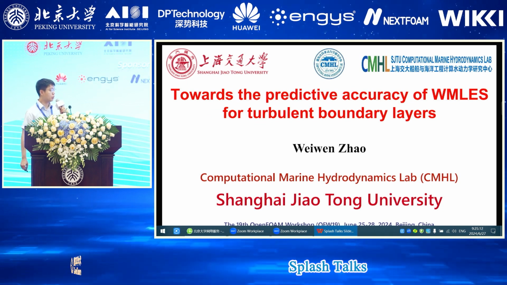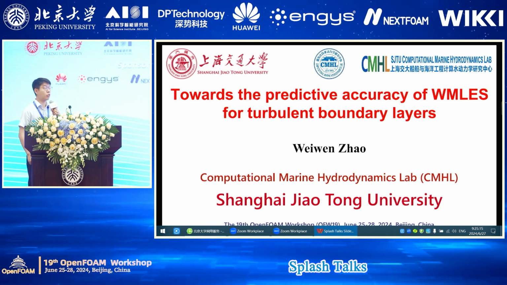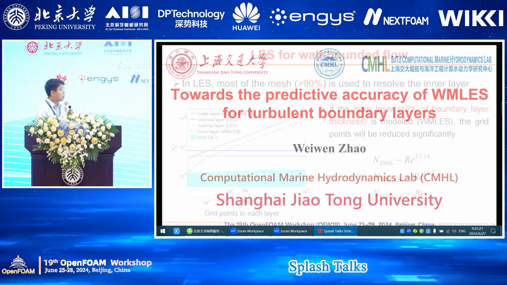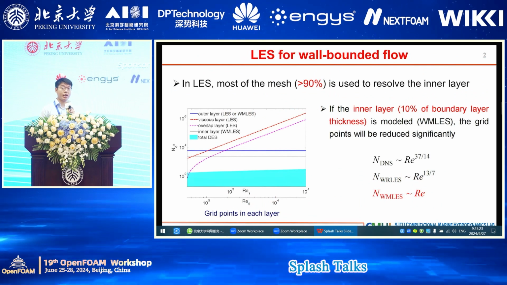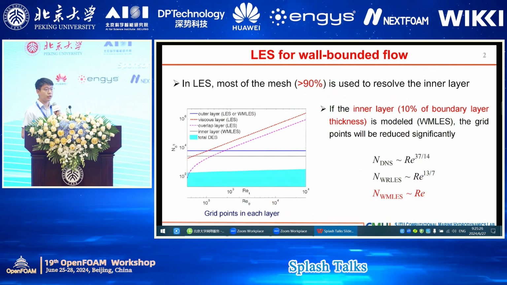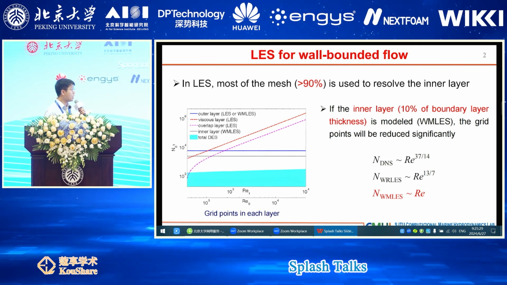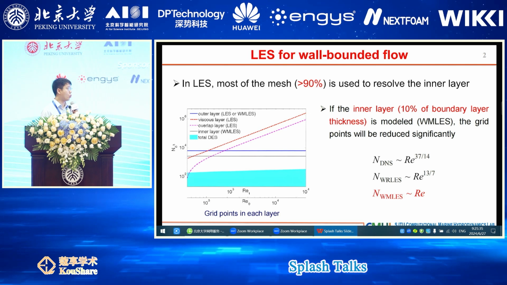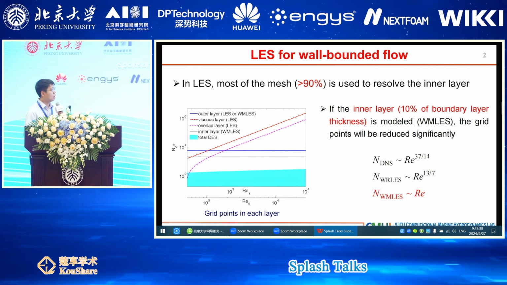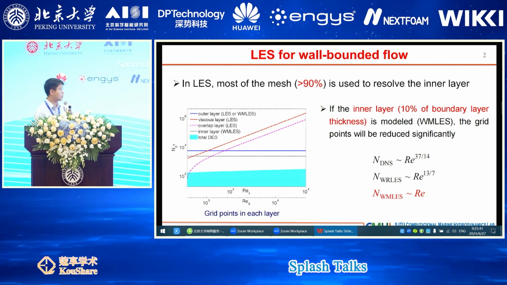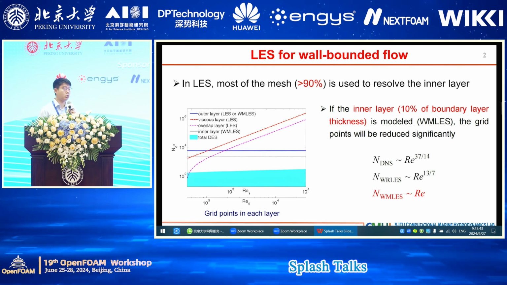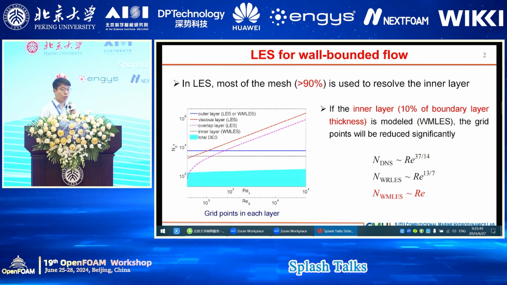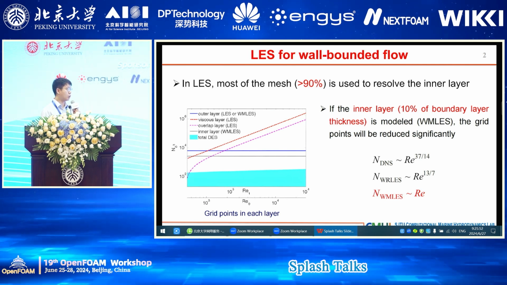I'm Wen Zhao from Shanghai Jiao Tong University, and today I'll talk about wall-modeled LES for turbulent boundary layers. So why do we need wall-modeled LES? As you may know, if you want to resolve the smallest scales in the boundary layer, you must spend most of the effort of your computational mesh, over about 90% of the computational mesh, on resolving the inner boundary layer. So that's the motivation why we want to use wall-modeled LES.